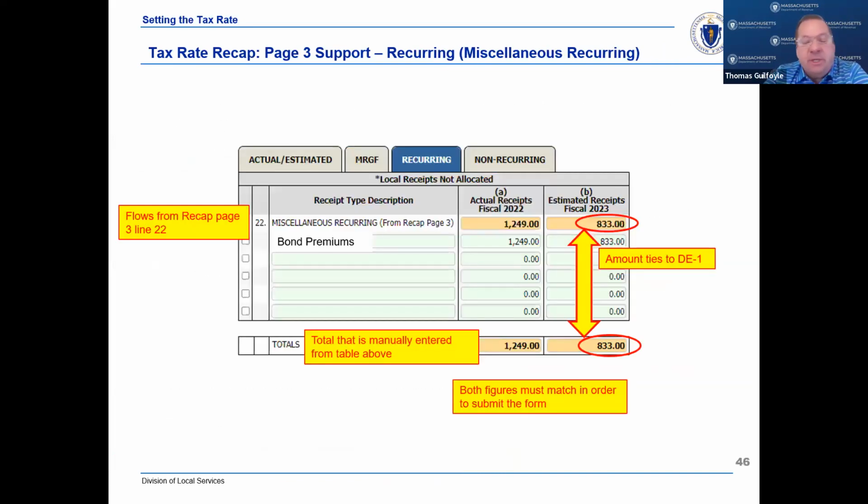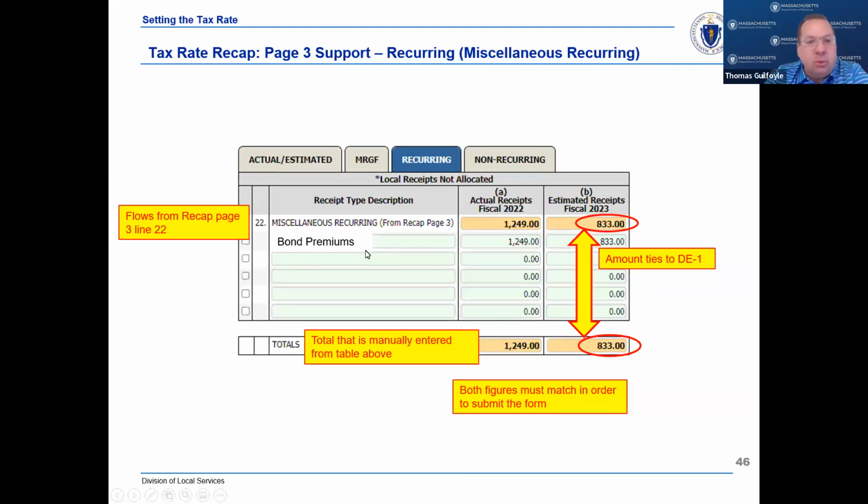The third tab is your miscellaneous recurring tab. So this was a spot of a lot of confusion last year. The first line, where it says line 22 right here, that is coming in from page 3 of the recap. What we're asking for is for you to detail what makes up the actual and estimated amounts. So in this case, they had bond premiums.